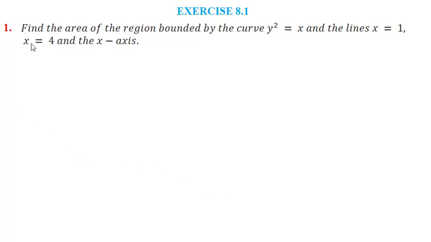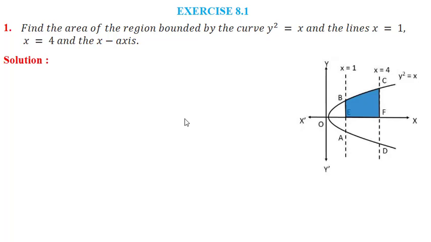We have to find the area of the region bounded by the curve y squared equals x and the lines x equals 1, x equals 4 and the x-axis. As you know, in 11th standard we have discussed the equation of a parabola. So y squared equals x is an equation of a parabola, and you can draw this parabola. x equals 1 and x equals 4 we can also draw, as we discussed in 9th standard, and the x-axis. So once we draw, we get a graph like this.